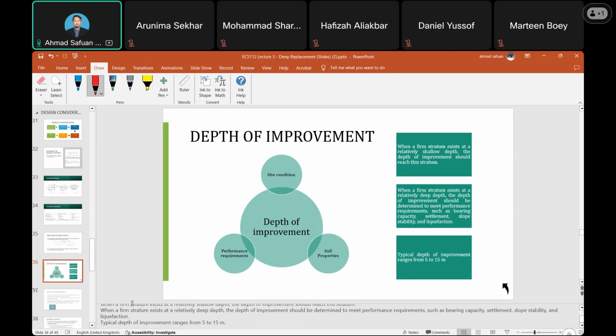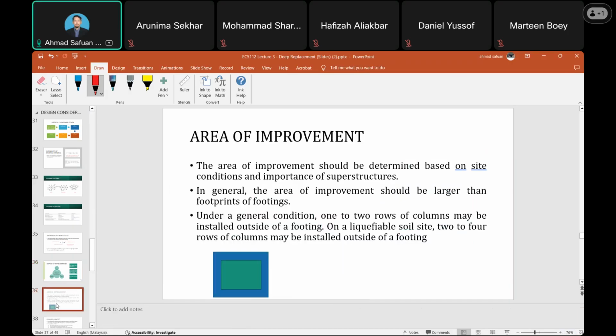So that is for the depth of improvements. So the area of improvement should be determined based on the site condition and importance of the superstructure. In general, the area of improvement should be larger than the footprint of the footing. Under general conditions, one or two rows of columns may be installed outside of the footing. On a liquefiable soil site, two or four rows of columns may be installed outside of the footing.